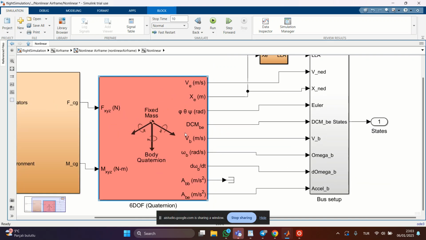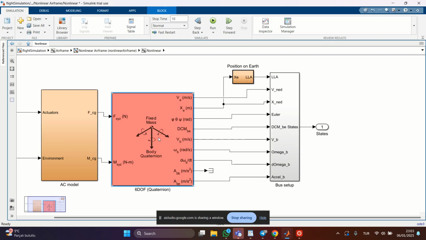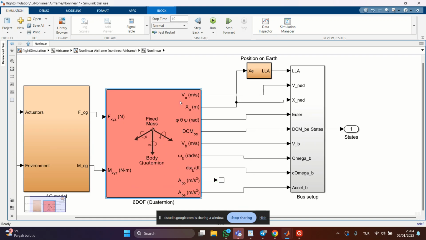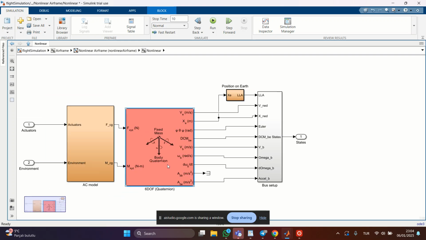No, thank you very much. I think I've learned a lot of things. If you look at this nonlinear model for drones, we have talked about the actuators, environment, fixed mass, body quaternion, and the six-DOF block. I forgot what the others meant, but the velocity we discovered, the body, which is X. So what percentage of the nonlinear drone model have we just covered?